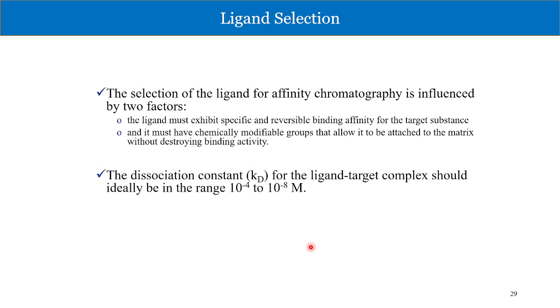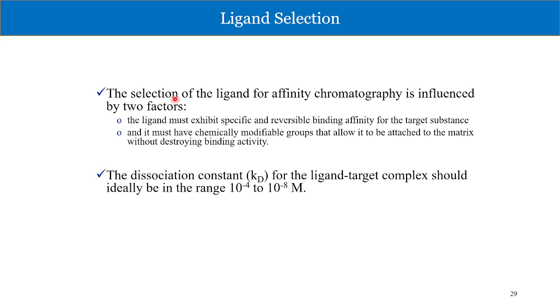Okay. Now, how do we select the ligand? So we spoke about the matrix. Now, how do we select the ligand? There should be a few characteristic features of the ligands as well. So the selection of the ligands for affinity chromatography is influenced by majorly two factors. The ligand must exhibit specific and reversible binding affinity for the target substance. So it should not only be specific but also reversible.